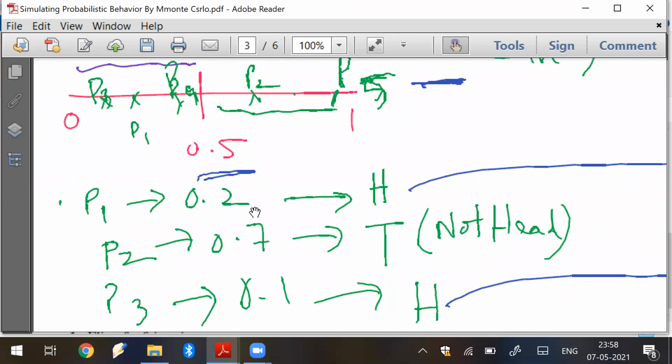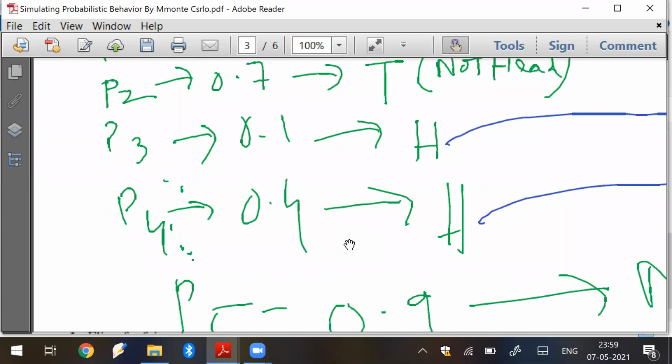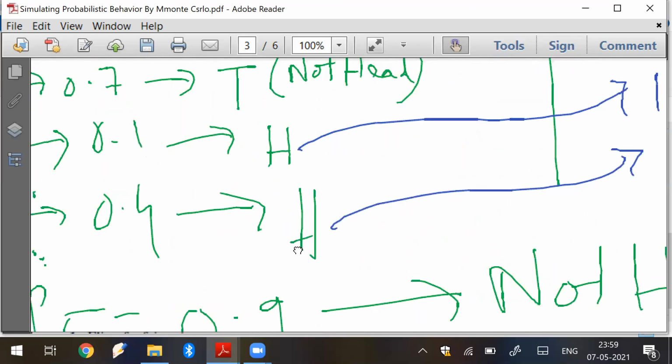Again say p2 equals 0.7 here. It is greater than 0.5, so a tail is occurring, not a head. Again P3 here is 0.1, so again a head is occurring. Like this we will go on assigning many points. So as soon as we are assigning these points, what is happening?